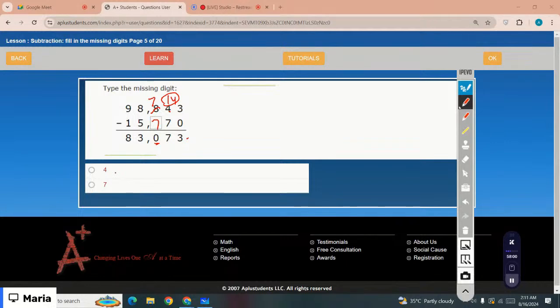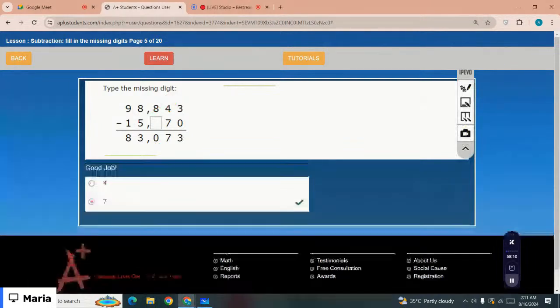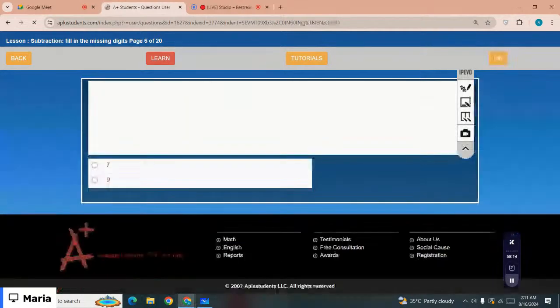Think logically, right? Solve the question. See which number is missing. Please do not guess the answers. The correct option is 7. Type the missing digits. Which digit is missing?